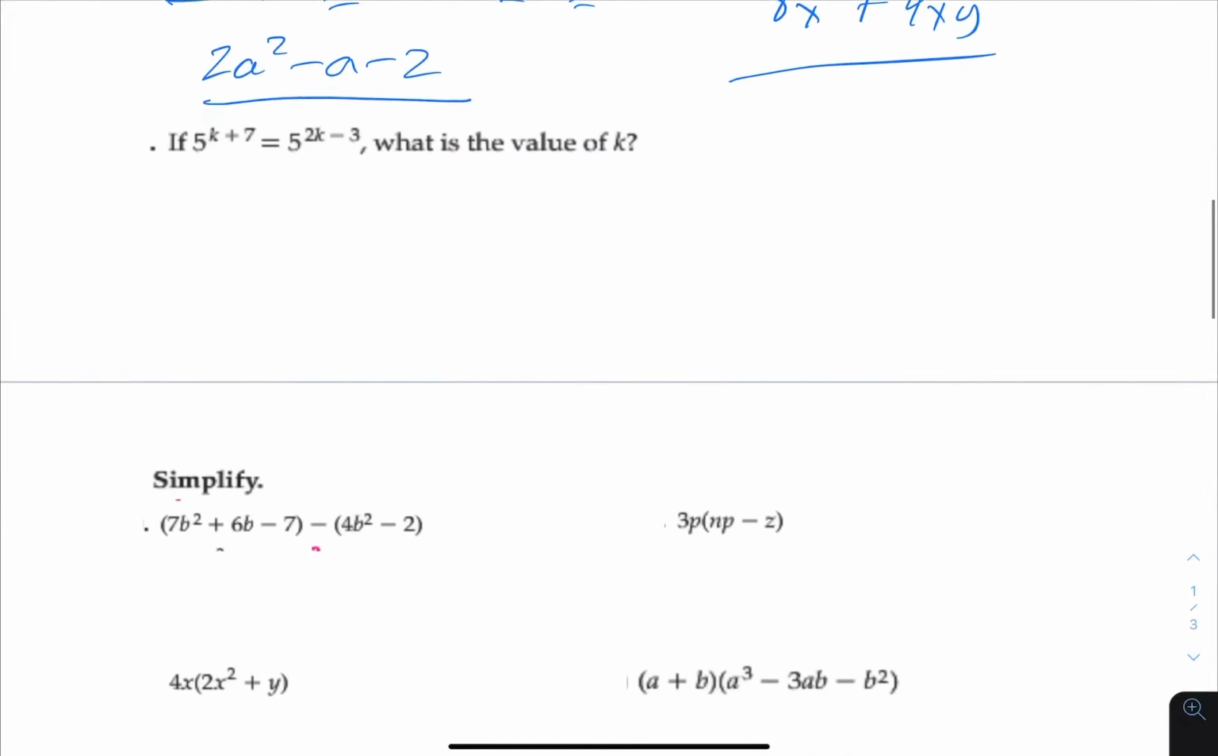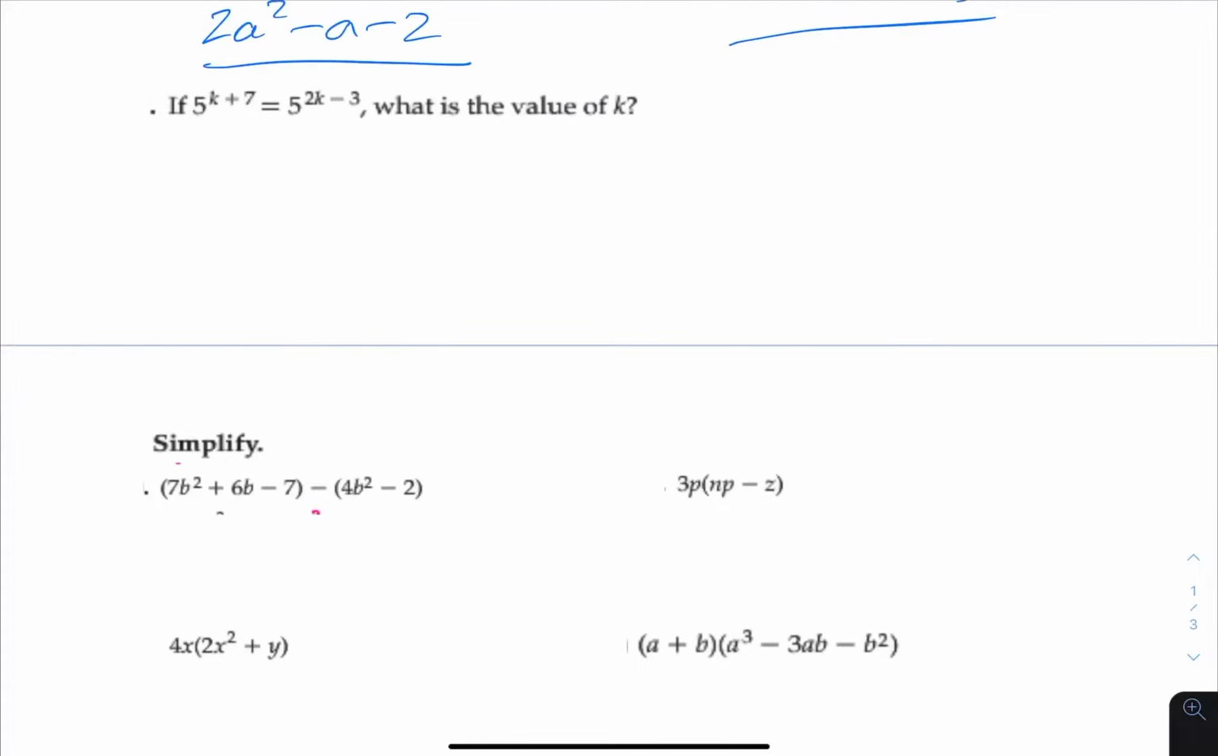Ooh, this one. If 5 to the power k plus 7 equals 5 to the power 2k minus 3, what's the value of k? Well, the key thing here is that they have the same base. So once that happens, you just solve the powers on top. We'll talk about this more in a couple chapters. Then we just solve like a normal problem. Add 3, subtract k, I get 10 equals k.